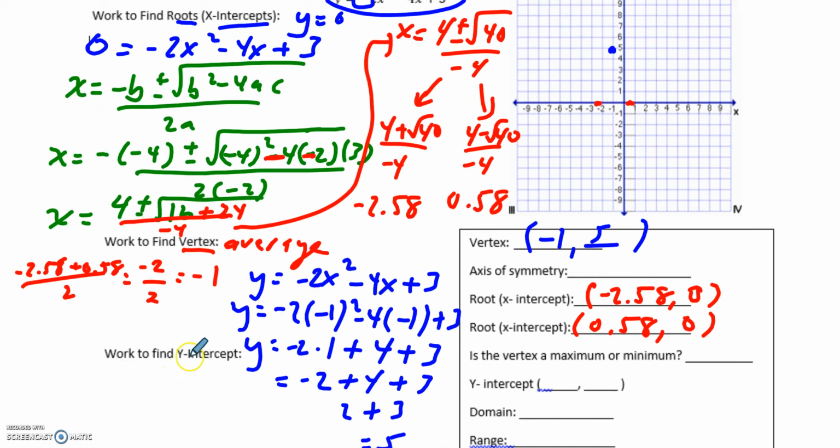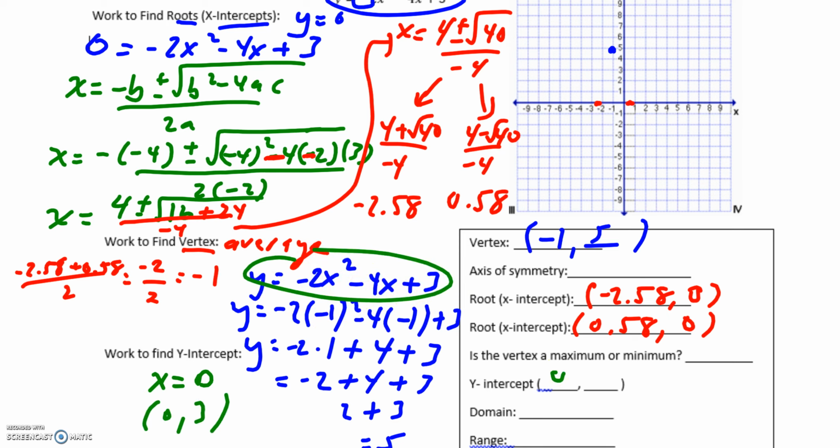The y-intercept, you plug 0, x equals 0, into the original equation. So this time I'll save a little time. If you plug 0 into this here, these two terms cross out, so you're just left with 3. So your y-intercept would be 0, 3, graphed here. Looks reasonable for my parabola.